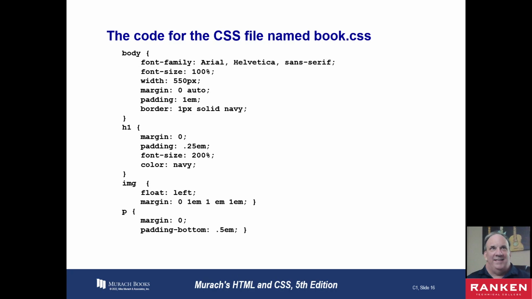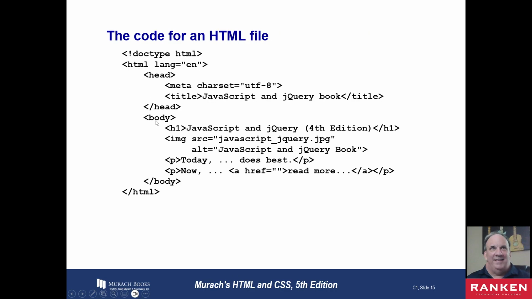Here's what a cascading style sheet looks like. If you go back one more, you'll see we had the body tag, right? We have these different HTML tags: H1, which is a heading tag, and P, which is a paragraph. The body tag, paragraph, H1 tag.